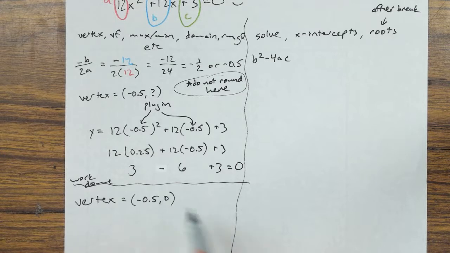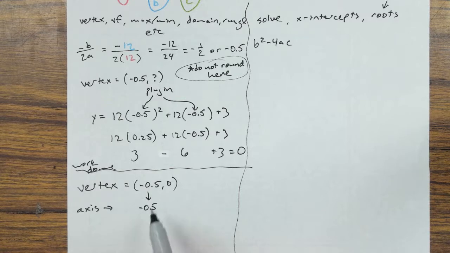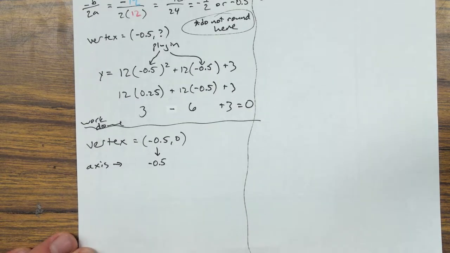Negative half comma 0. What's our axis answer? It's always the x number, but you'll get no credit unless you write x equals. Okay, we reviewed that on the function catalogs. I talked about that last week.